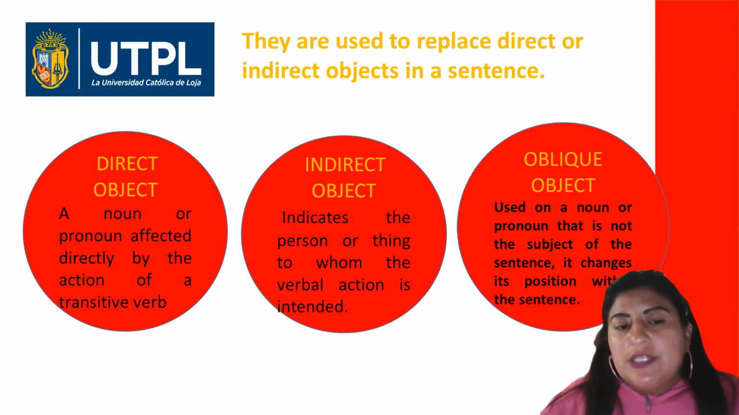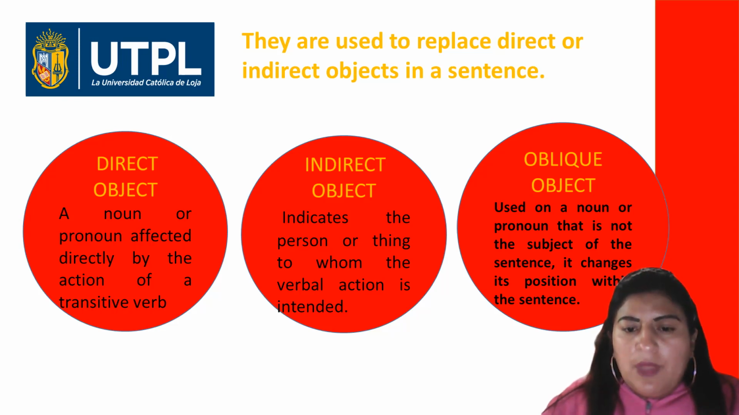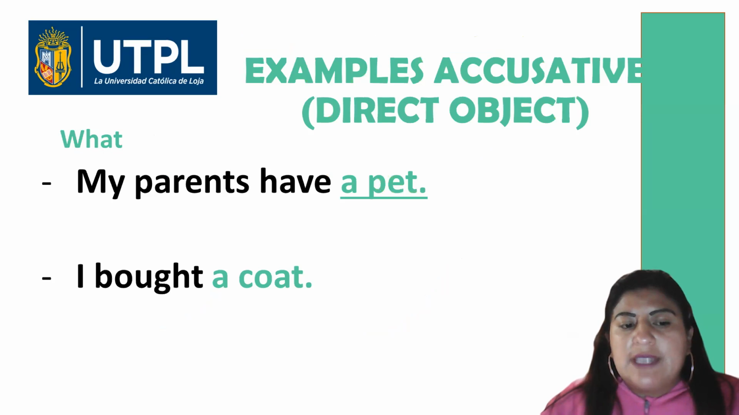A direct object is when a noun or pronoun is affected directly by the action of a transitive verb. An indirect object indicates the person or thing to whom the verbal action is intended. An oblique object is the use of a noun or pronoun that is not the subject of the sentence. It changes its position within the sentence.